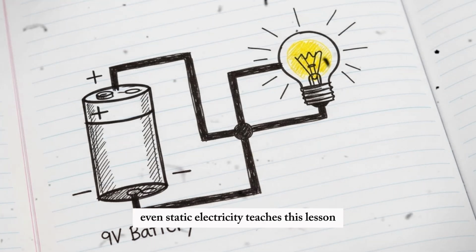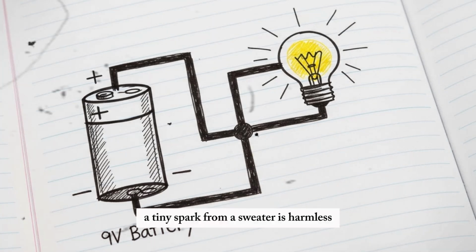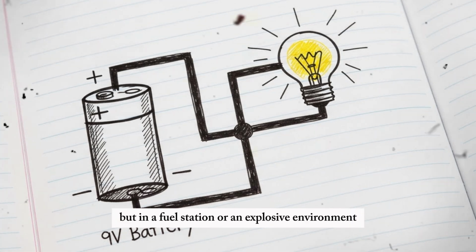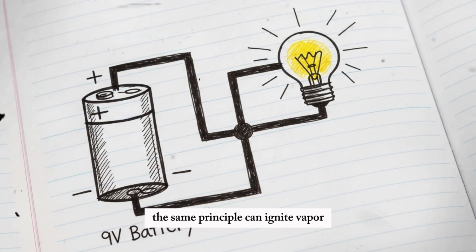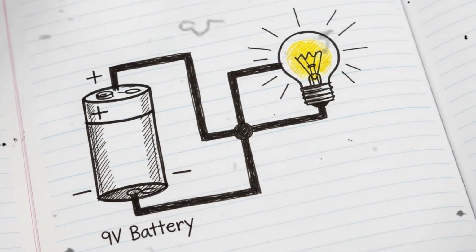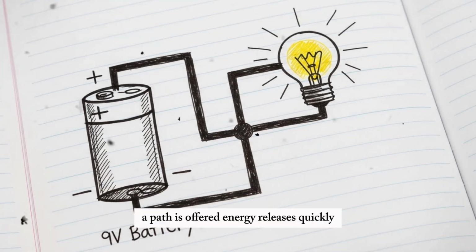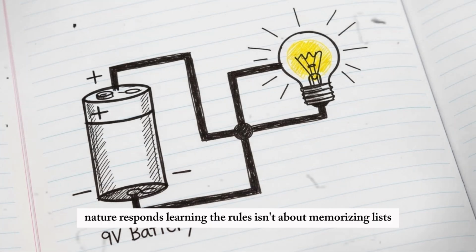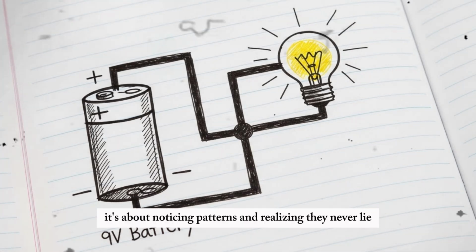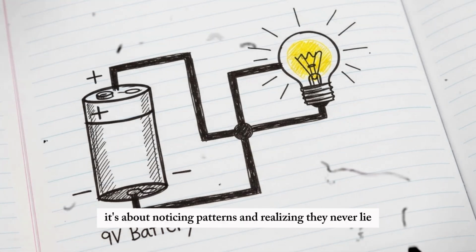Even static electricity teaches this lesson. A tiny spark from a sweater is harmless, but in a fuel station or an explosive environment, the same principle can ignite vapor. Tiny charges, large consequences. Again, no mystery: a path is offered, energy releases quickly, nature responds. Learning the rules isn't about memorizing lists, it's about noticing patterns and realizing they never lie.